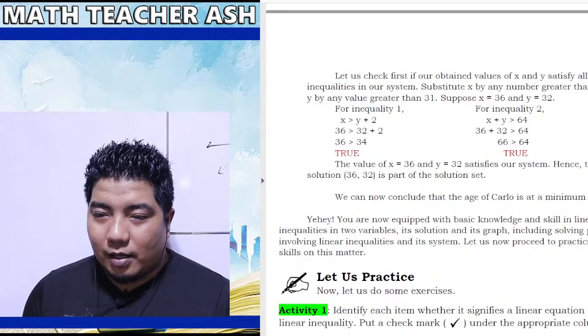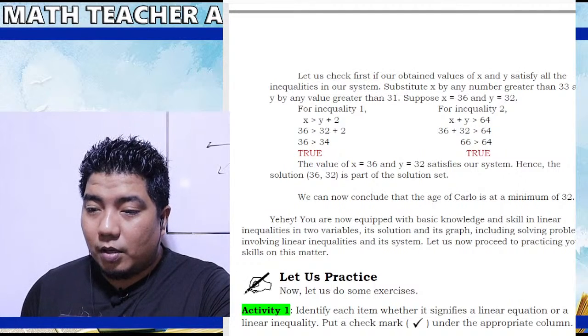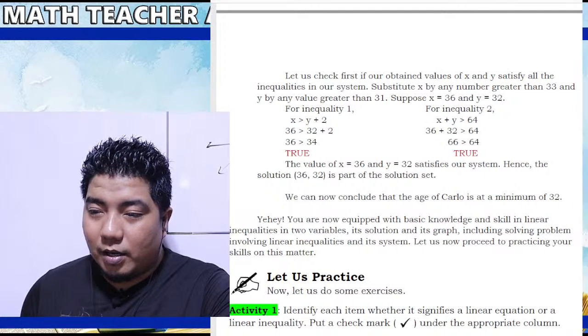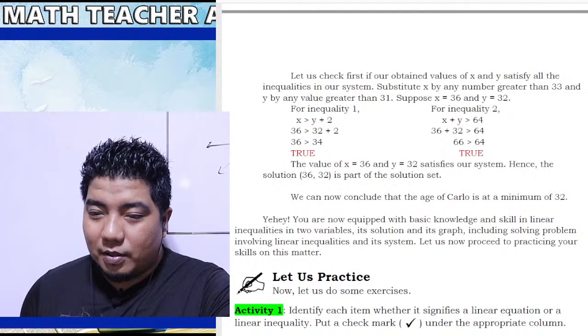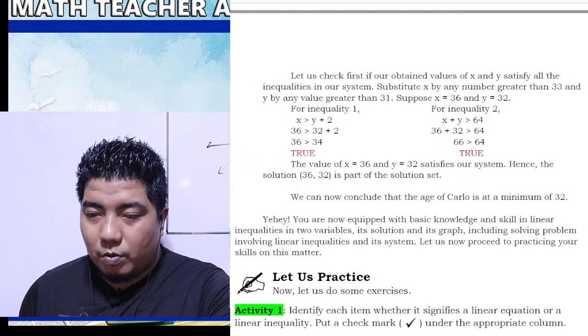Teka ha, let me just, this one, para mas makita ninyo. Okay? Alright.